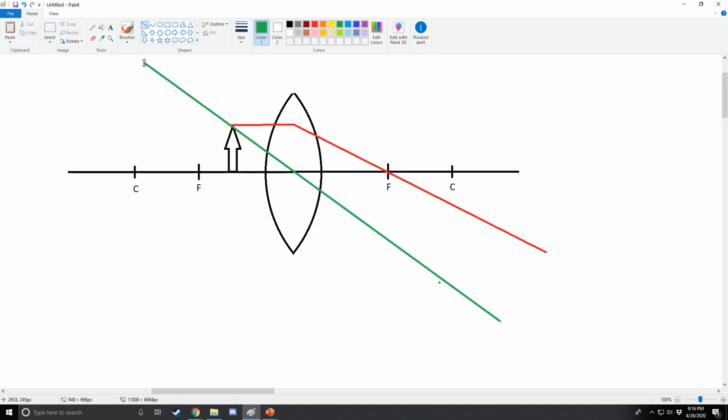I'll extend it out a little bit on this side. And then we'll have a point that goes, a little hard to draw this, towards the focal point. If I extended this, I should probably clean this up a little bit. There we go. Goes to the focal point, and then would have gone parallel like that.